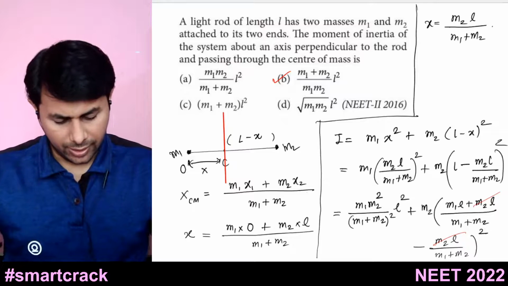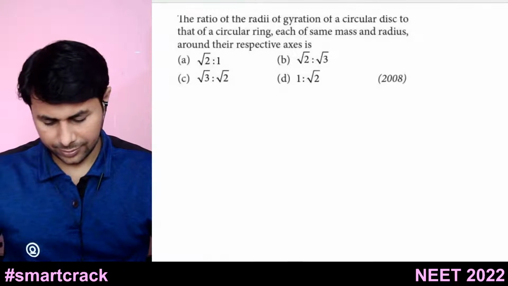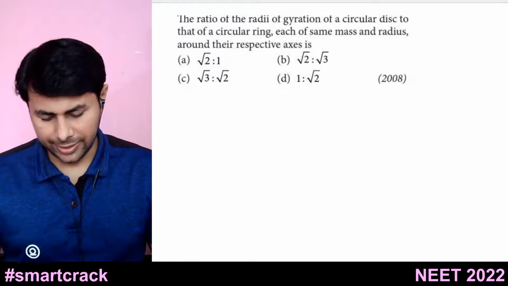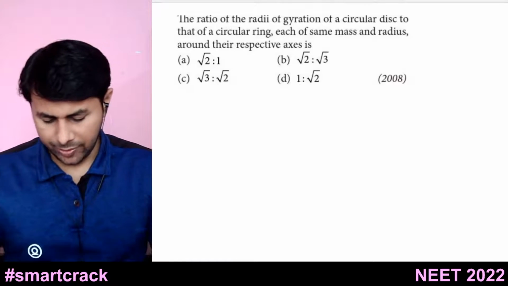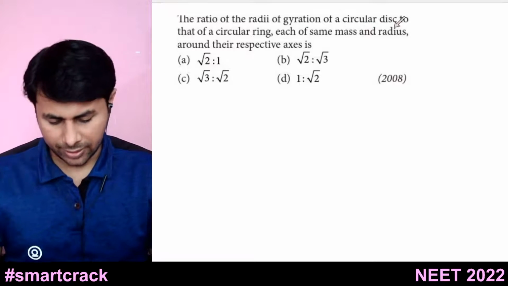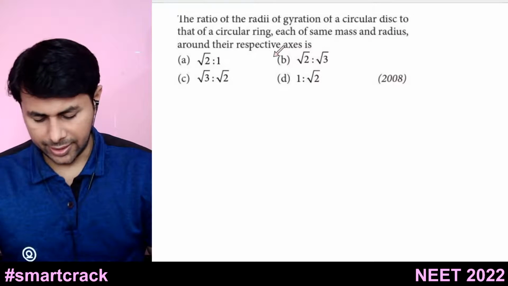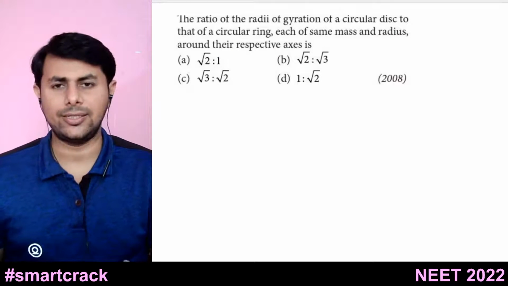Okay. All right. Then let's move on to the next problem. So the next problem is the ratio of radii of gyration of a circular disk to that of a circular ring, each of the same mass and radius, about their respective axis.